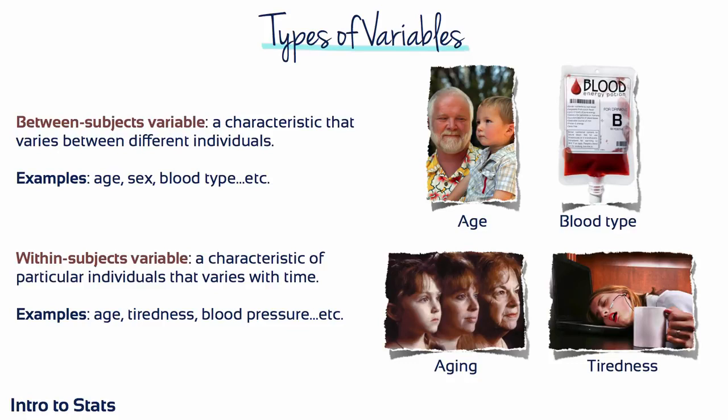Within subjects variables are characteristics of one person that change over time. For example, my heart rate is different when I'm sleeping than when I'm exercising, or the number of vaccinations I've had will change over the course of my life. So measuring a characteristic of an individual at different time points, that's a within subjects variable. The names for these variables are fairly descriptive.